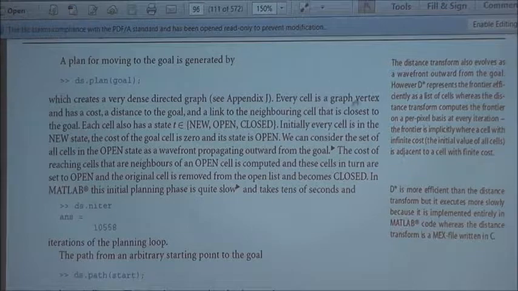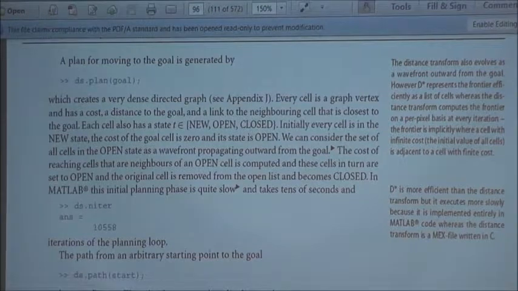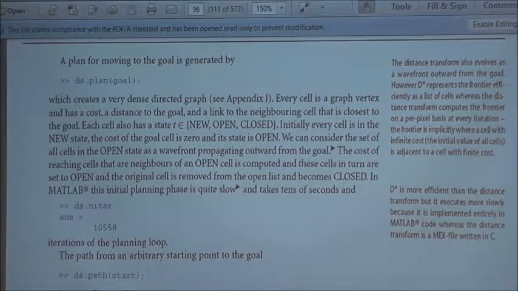Now, every cell is a graph vertex and has a cost. So, in Appendix J, as I indicated a few minutes ago, you have just enough background from graph theory. So, you can use this D star is using graph theory to go from point A to the final destination through this D star algorithm. Every cell that the robot moves is a node on a graph.